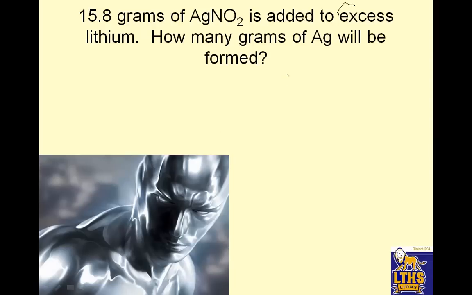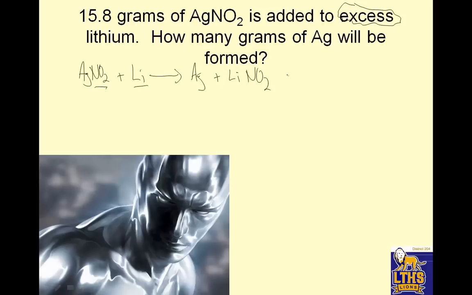15.8 grams of silver nitrate is added to excess lithium. Now, this excess stuff freaks people out. Excess lithium means you have all that you need. So how many grams of silver will be formed? Ooh, so I'm going to have to write out the reaction. AgNO2 is added to excess lithium. How many grams of silver will be formed? So I'm going to get silver, and then, oh, it's a single replacement reaction.